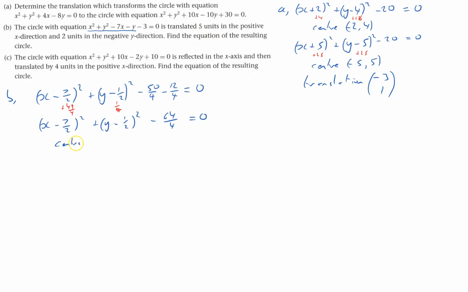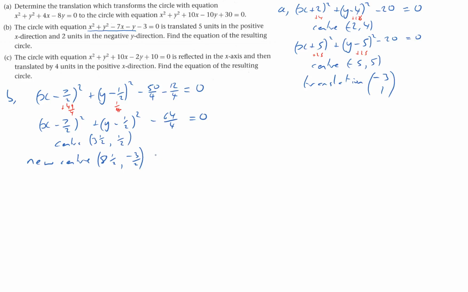But it's now going to be translated 5, so let's work at the centre. The centre currently is 3.5, a half, and the new centre, nothing else will change, but the new centre, it's got to go 5 units in the positive x, so that's going to be 8.5. It was a half, and it's got to go 2 units in the negative y, so it's got to go down. It was a half, so that'd be minus 1.5 or minus 3 over 2.